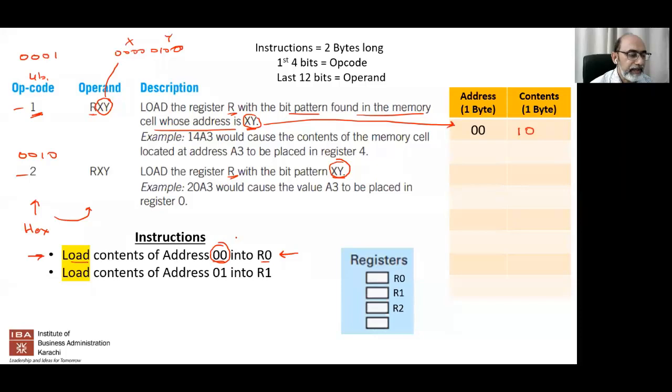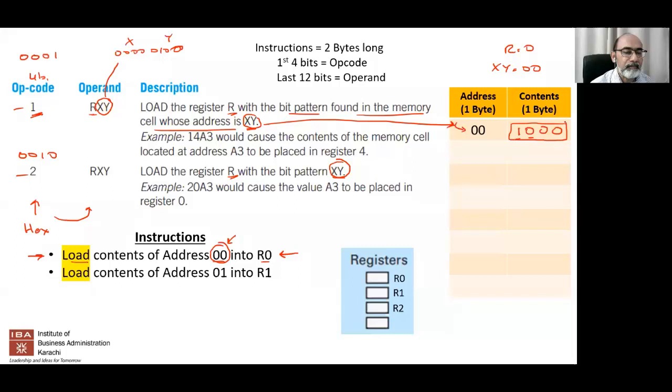Suppose we did this, 00. So what is this doing? Basically, it's saying execute opcode one, which is going to load register zero. So R is going to be zero, and it's going to load it with the contents of the memory location XY. So XY is equal to 00. So it's going to go over here and load this into memory.